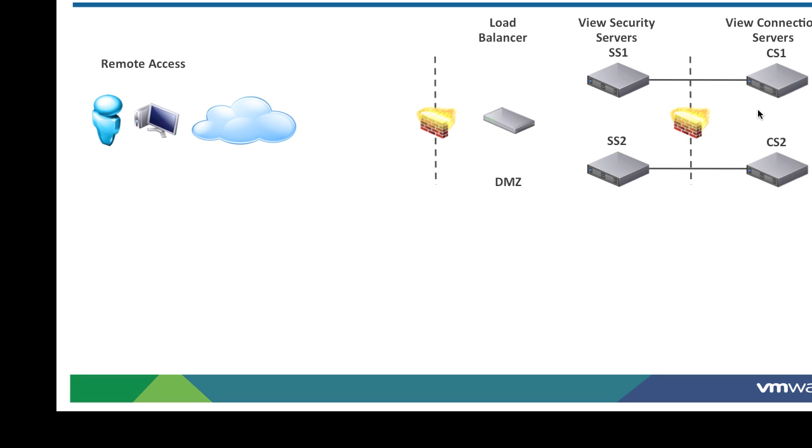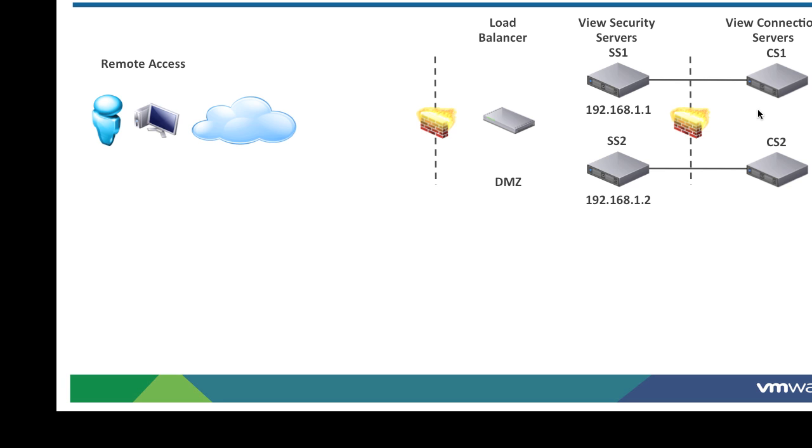This is a setup for remote access, so you can see the View client again over on the left hand side and the cloud representing the internet. This is a very typical deployment. It involves both high availability, multiple servers, it involves load balancing, and it involves a DMZ deployment and firewalls to protect the environment from the internet.